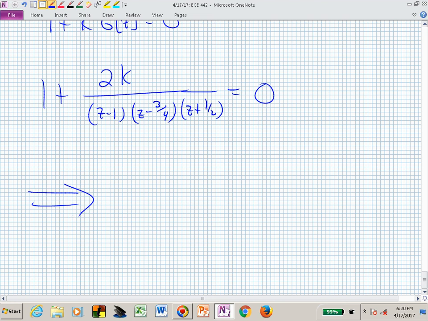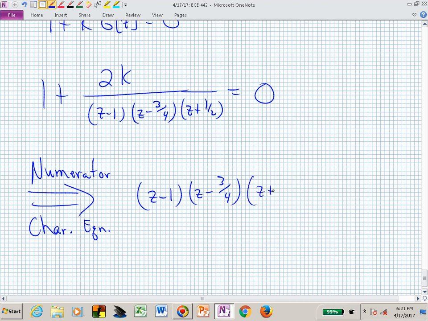Now, what are we looking at if we have this equation? We want to find the z's that cause this to be true. But really we're focusing on the numerator of this expression. If we look at the numerator of that rational expression, we will get our characteristic equation, which now we have z minus 1, z minus 3/4, z plus 1/2 plus 2 times k. We're putting everything over a common denominator and keeping the numerator. Let's now look at k when k is 0.1472.